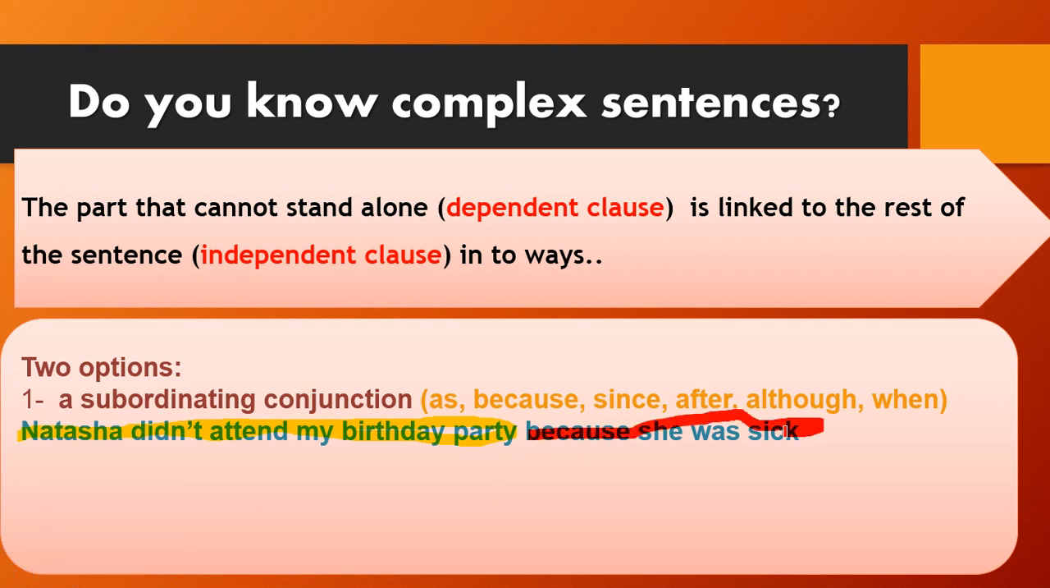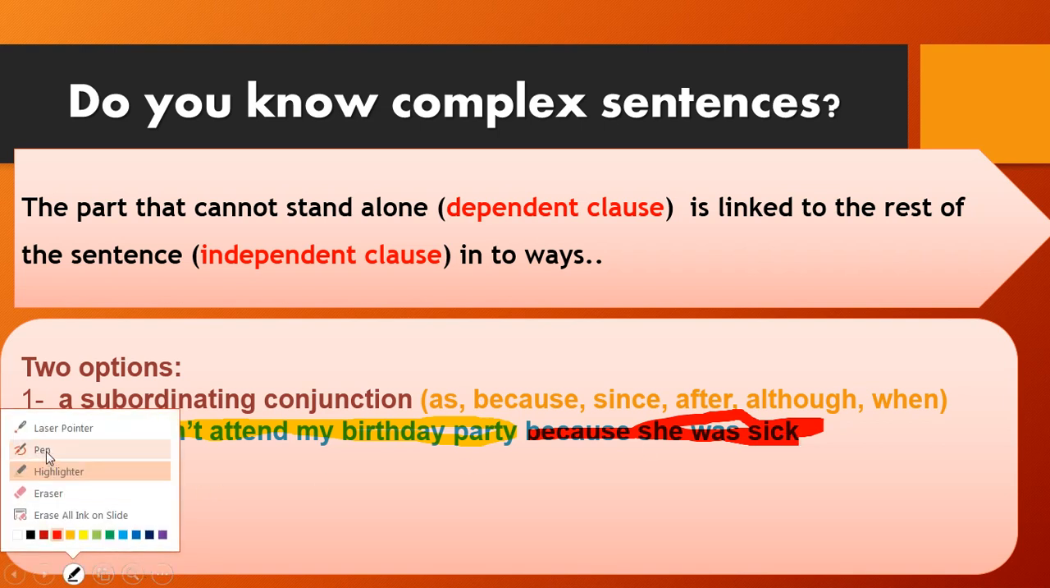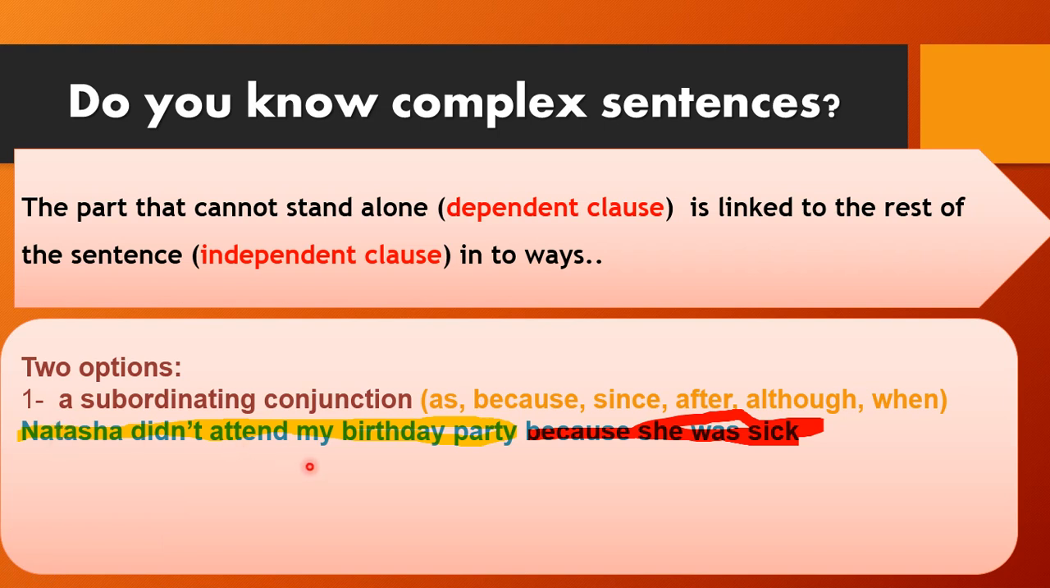Because she was sick. This is the second part. Let's look at each one of them again. Natasha didn't attend my birthday. This is the first part. Because she was sick. Which one of them do you think makes sense for you?